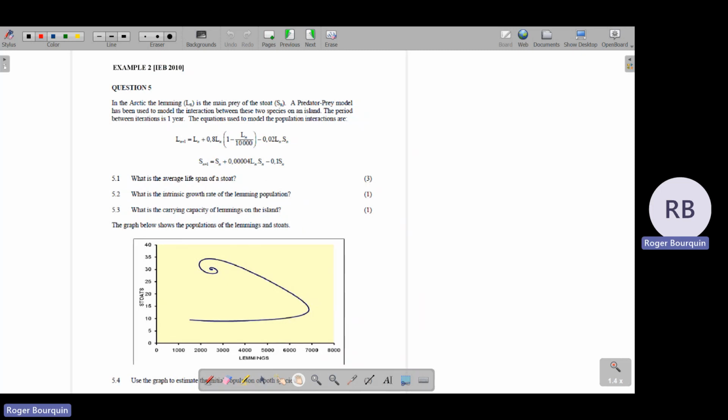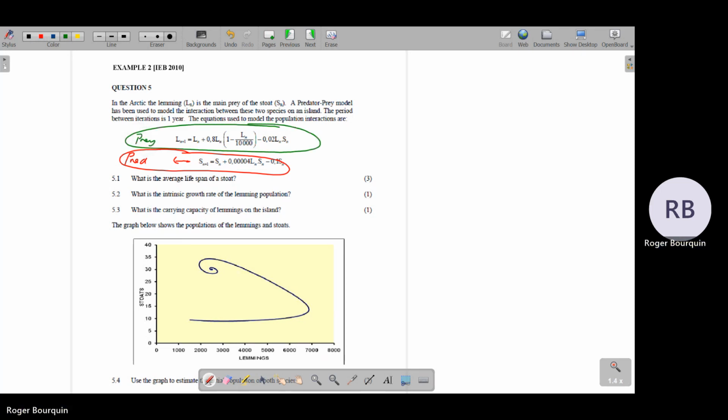So a stoat is like this little weasel thing. That's your predator. Lemming is like a little fat mole. And that is your prey.